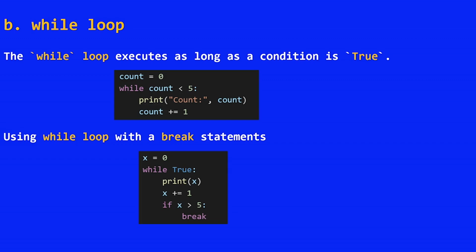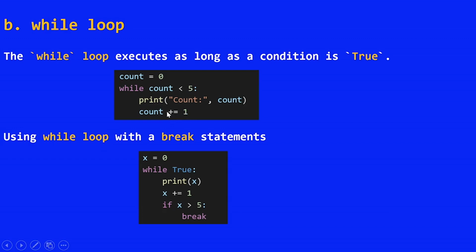So for example, count is equal to 0. While count is less than 5, we need to print count, and we need to add a line of statement called count += 1. This is the same as saying count = count + 1. It is a shorthand of writing count = count + 1.